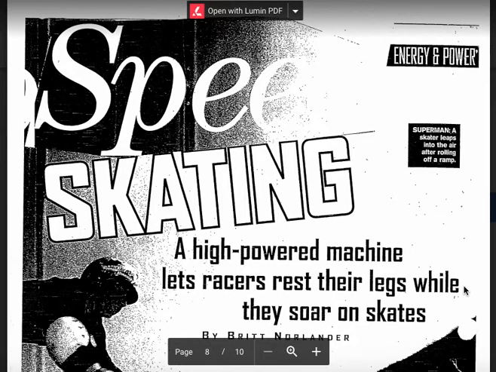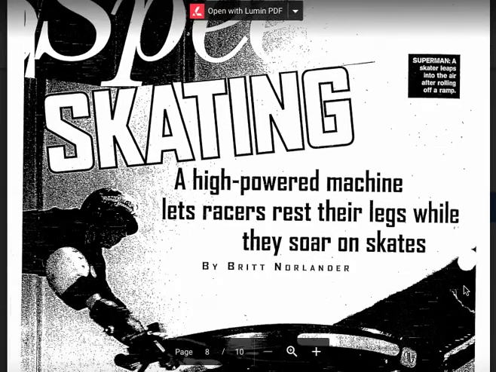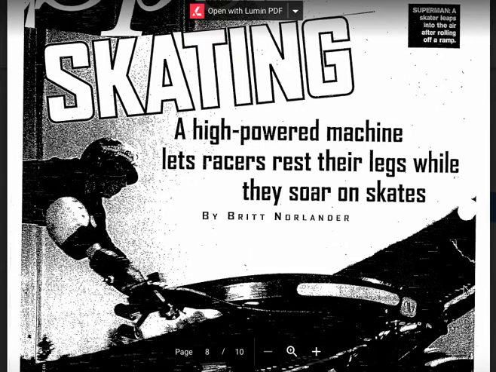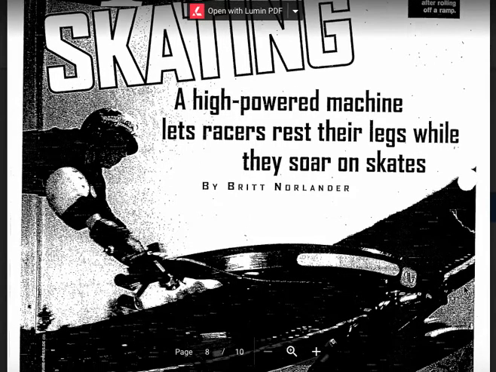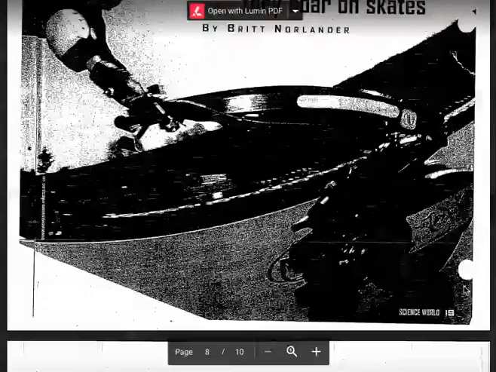All right, speed skating. A high-powered machine lets racers rest their legs while they soar on skates. Cool.